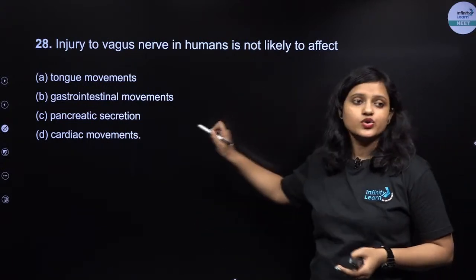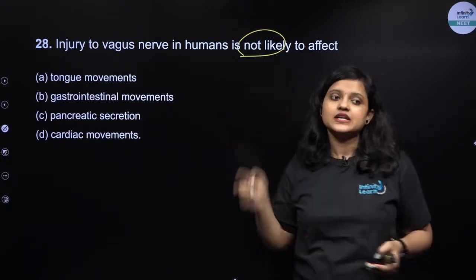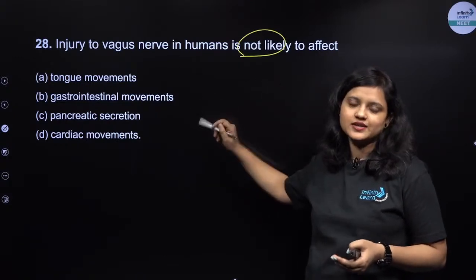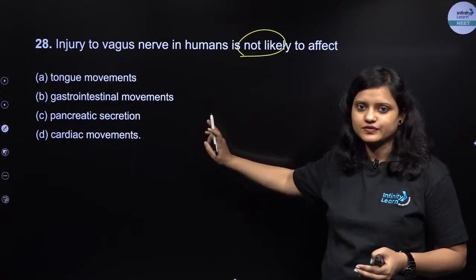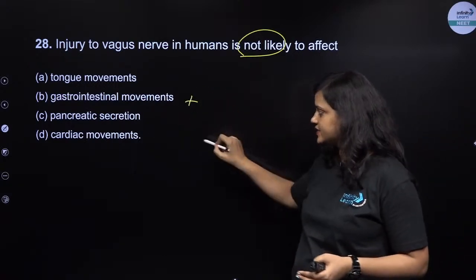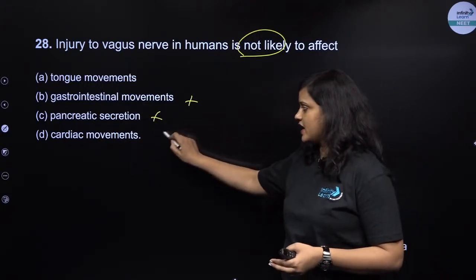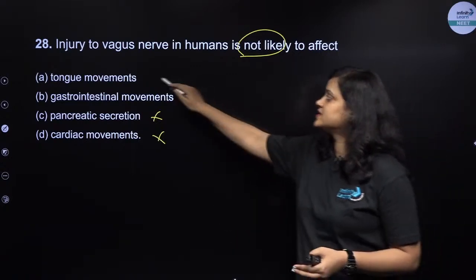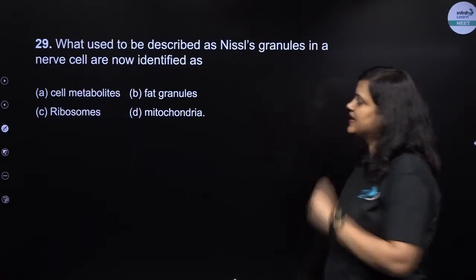So if there is injury to the vagus nerve, which action will not be affected? Not tongue movement, obviously, tongue movement is not controlled by our vagus nerve. Gastrointestinal movement would be affected. Pancreatic secretion would be affected. Cardiac movement would be affected. What will not be affected? Your tongue movement. Okay. Next.